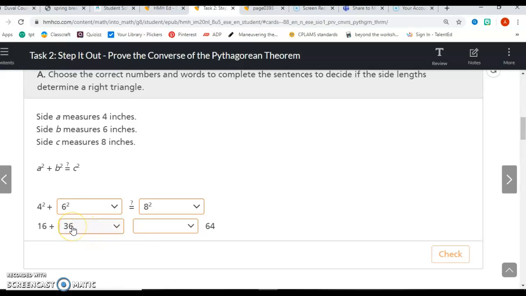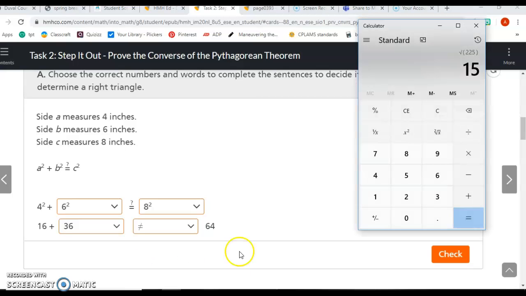I can look at the ones digits right here, knowing that 6 plus 6 is 12, and that would have a ones digit of 2, but this is 64 with a ones digit of 4. That's just my thought process in my head, a quick way to identify that this does not equal 64. Calculator can tell us that 16 plus 36 equals 52, not 64.